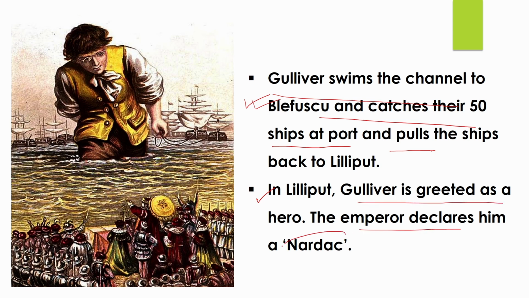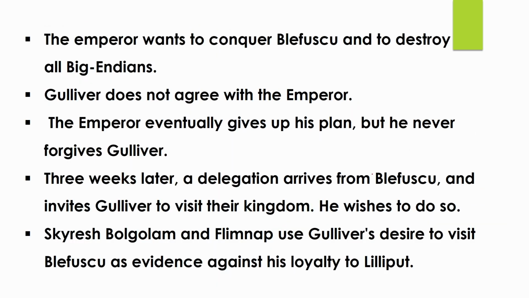The emperor declares him a Nardak, the highest title of honor. The emperor wants to use his military advantage to conquer Blefuscu and make it a province in his empire, and to destroy all Big-Endians forever. Gulliver dissuades him from this action and refuses to be a part of any plan that will make free people slaves. The emperor eventually gives up his plan, but he never forgives Gulliver for refusing to help him enslave Blefuscu.